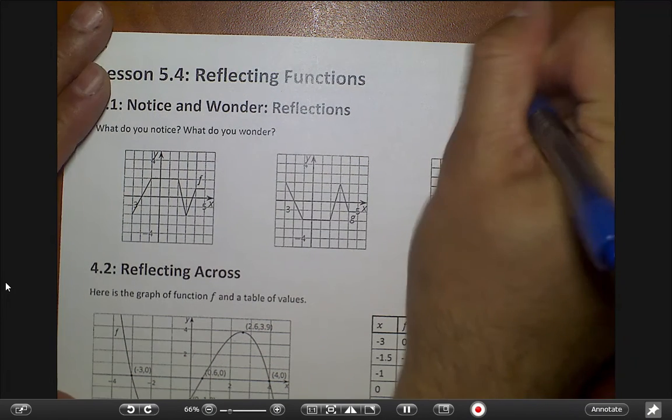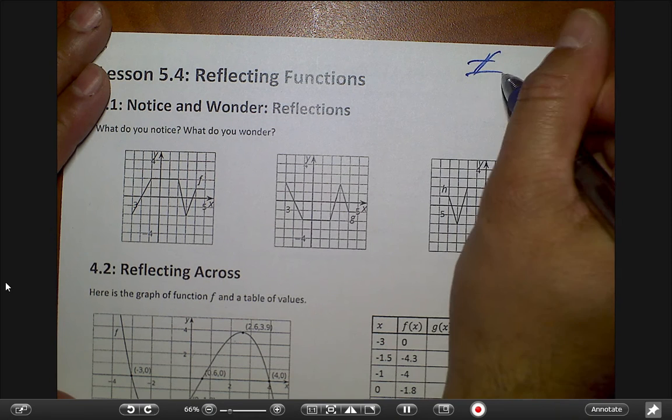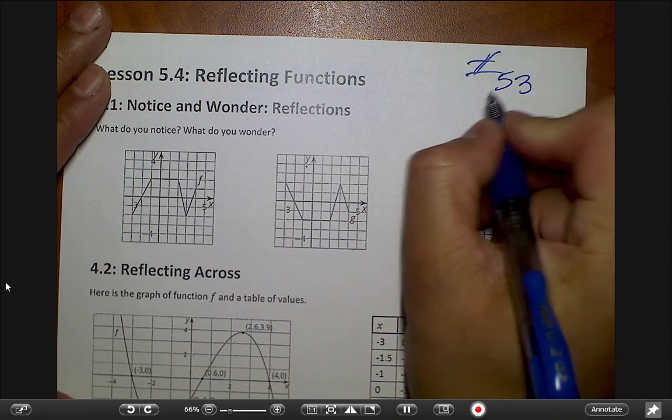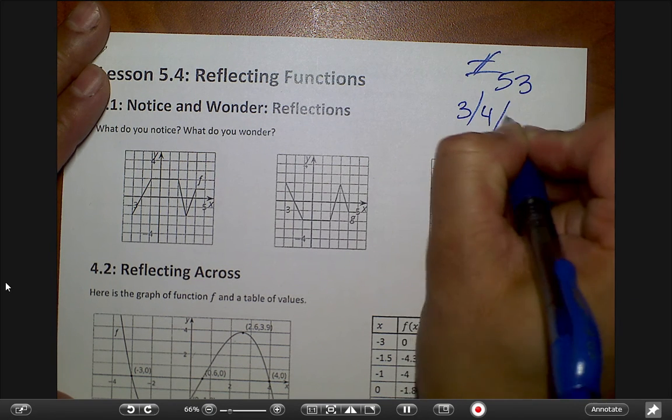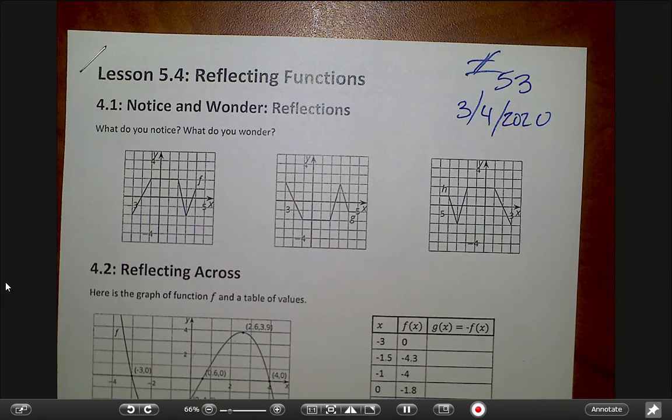What's my hashtag? 53. Today's date? 3-4? Okay, good. Now, we're going to take a look at these right here and see what's happening.